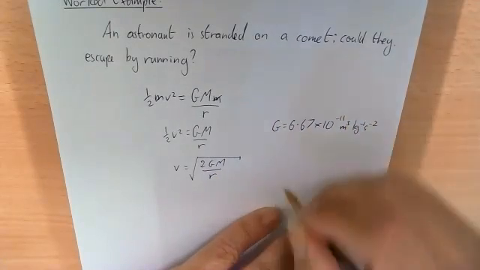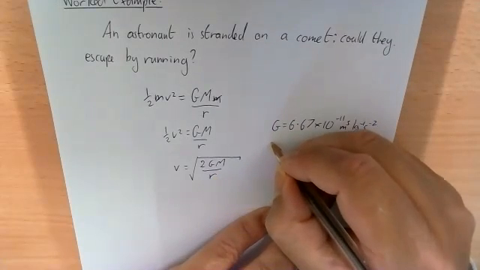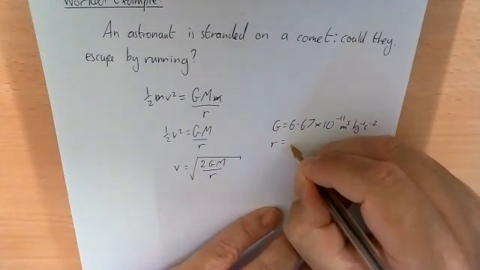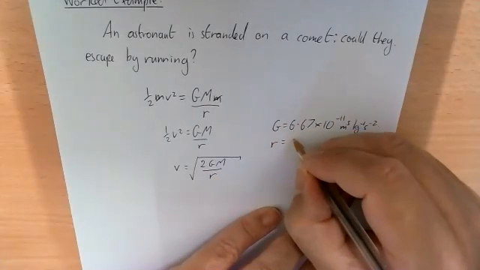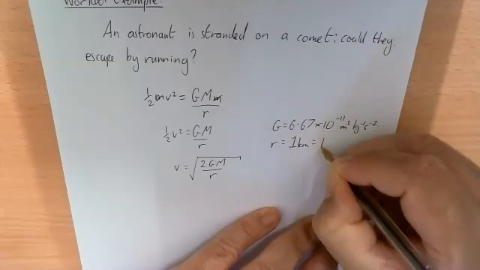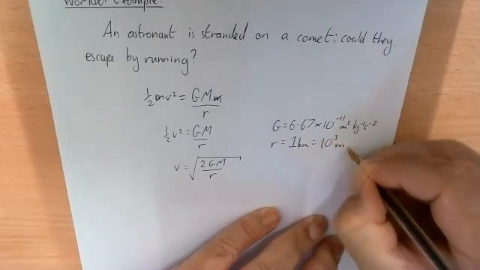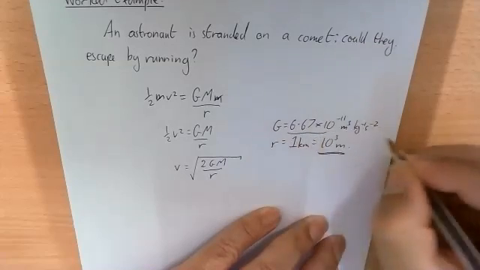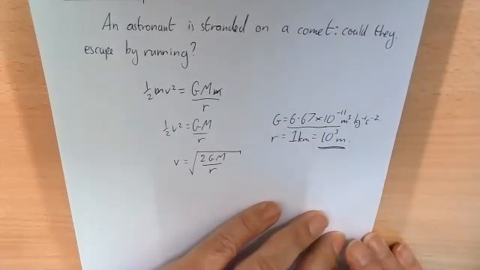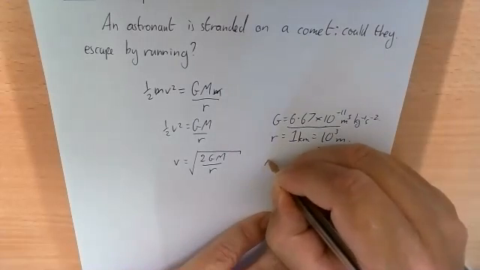Want to know the radius of the comet? Well, the comet that was in the news at the time had a radius of about 1 kilometer, which is 10 to the power of 3 meters. So that's roughly the size of a comet. It's a little bit large, but it was the comet that they'd sent this particular space probe to. So you could work out the mass.